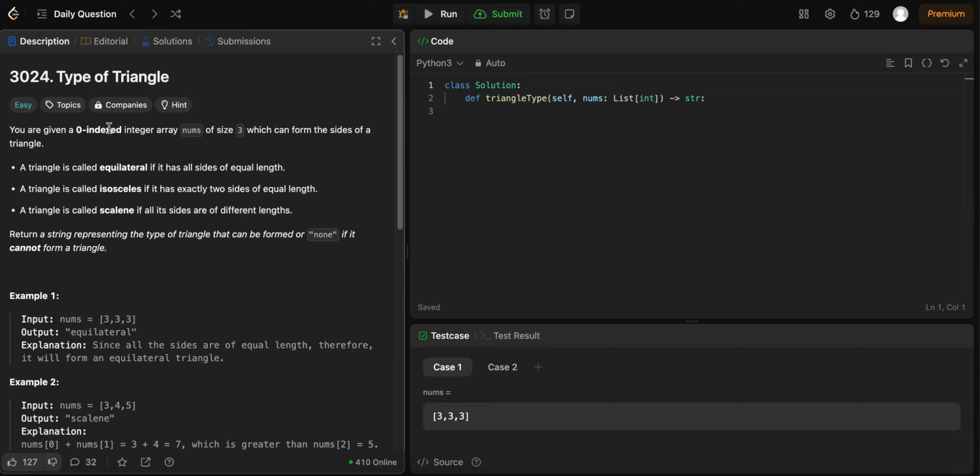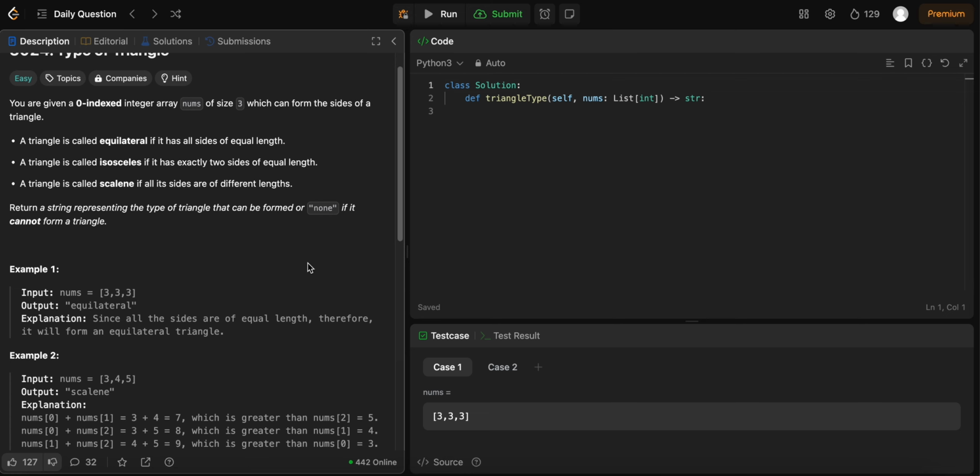So it is equilateral if it has all sides of equal length, isosceles is if you have two sides that are the same, and then scalene, I forgot how to pronounce this, if it has all sides of different lengths. Also, if it can't form a triangle, we have to return none.